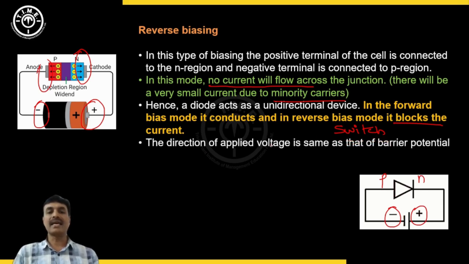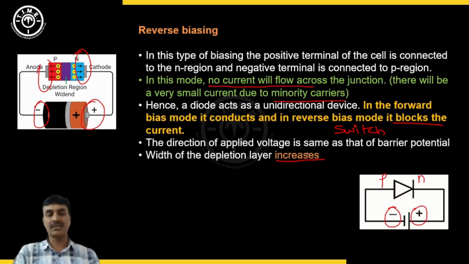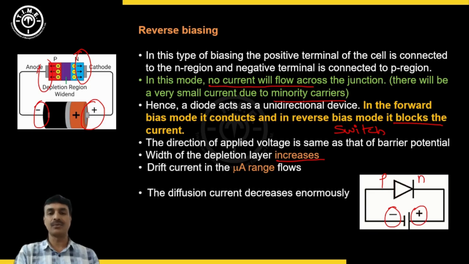Okay, next. The direction of the applied voltage is the same as that of the barrier potential in reverse biasing, and the width of the depletion layer increases in this case, whereas in forward bias mode, the width of the depletion layer used to decrease, but here it is increasing. The drift current is in the order of microamperes. Very small current will be passing through the diode. If it is an ideal diode, in case the question says ideal diode, you can take the current as equal to 0. The diffusion current decreases enormously in reverse bias mode.